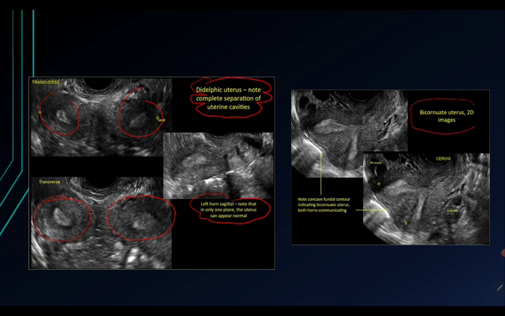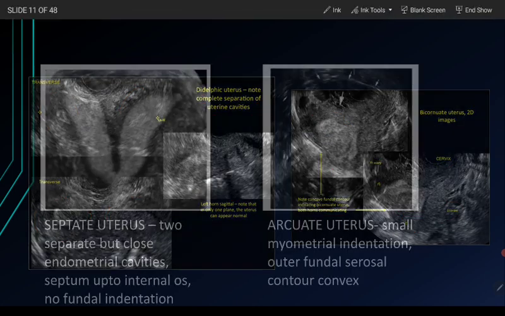This is a bicornuate uterus, the 2D image. This is one horn and this is another horn. Note this concave surface, the concave fundal contour, indicating a bicornuate uterus, and both horns are communicating. This is the right horn, this is the left horn, this is the right ovary, this is the left ovary, and this is your cervix. You can see it very nicely.